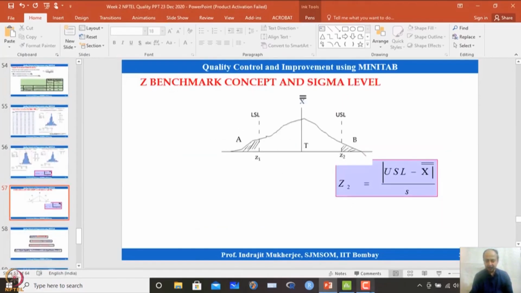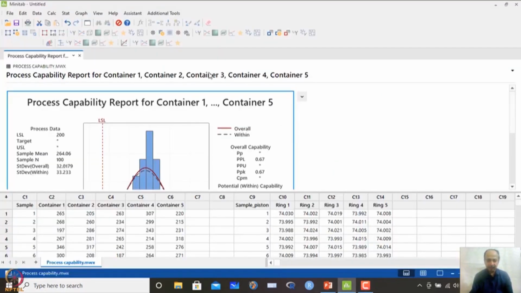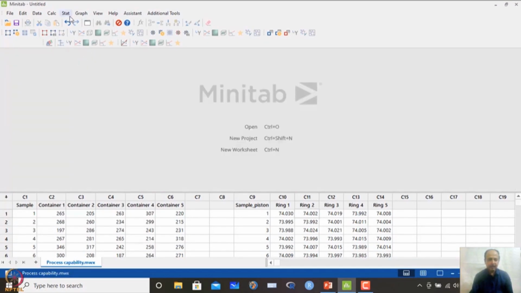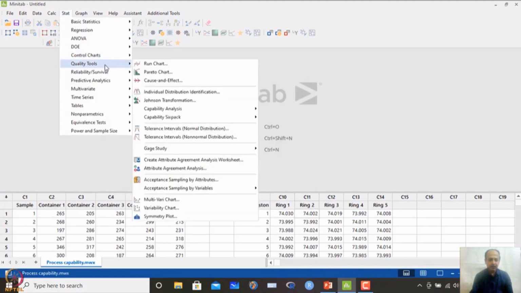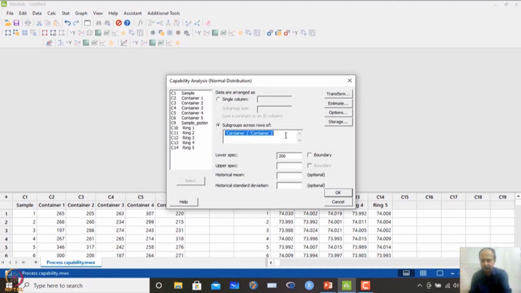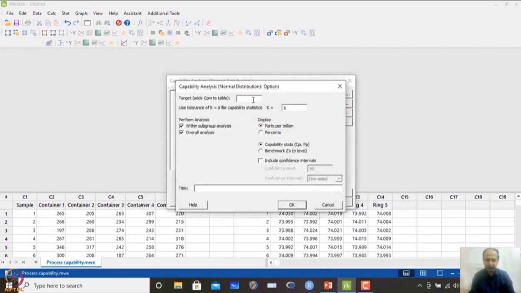So, this concept is used, and then what we can do is that we will just close this one, and then we go to this one, Quality Tools, Capability Analysis, again normal assumptions over here. So, we will do the ring one first, and we click this one and select this one, and we have taken 73.965, and this is 74.035, and options over here, target value was 74 what we have mentioned.